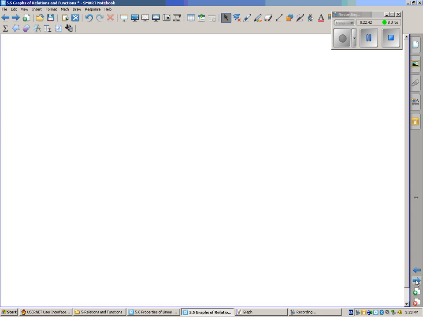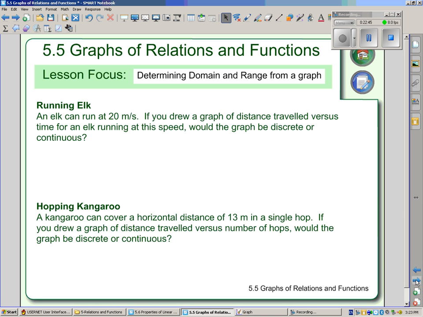Okay, I have two little scenarios. So what I'd like for you to do is write these down, or at least a little bit of the data, and see if you can draw a sketch of these so I can look at these tomorrow. So what I have is a running elk. An elk runs 20 meters per second. If you drew a graph of distance traveled versus time for an elk running at this speed, would the graph be discrete or continuous? Could you even do a little graph maybe and see what you'd think? Okay, what would it look like?